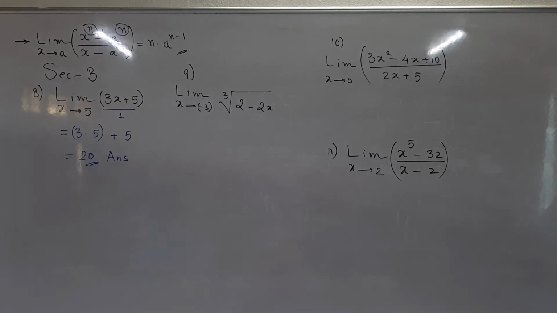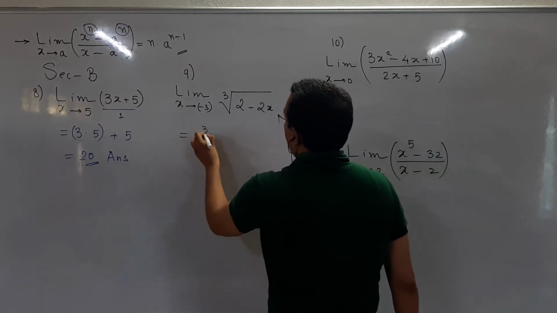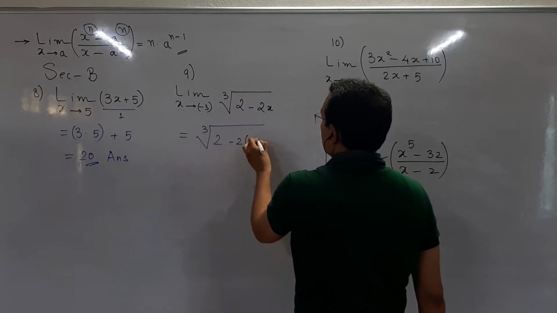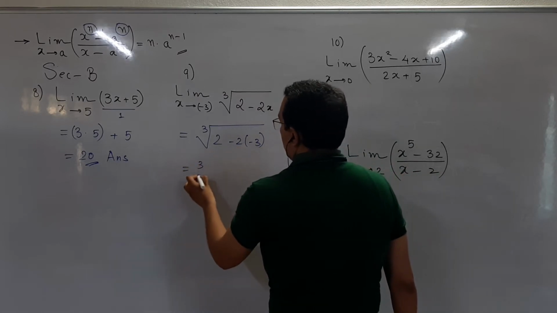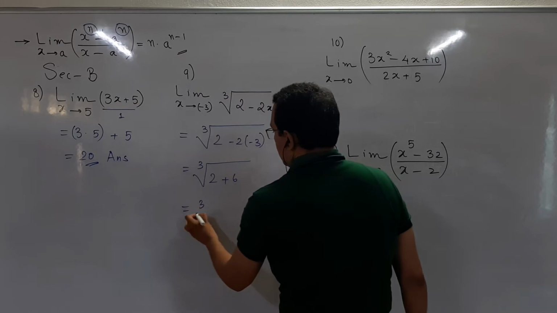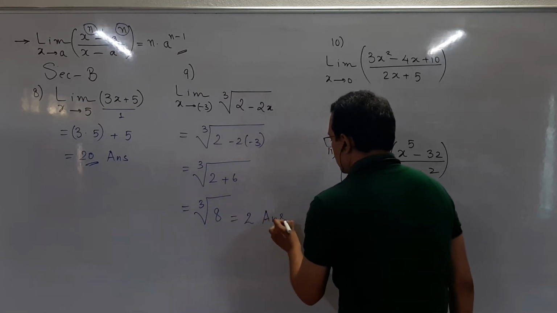Now in the next sum, students, in sum number 9, also, we have to simply take limit. Replace x by, when you take limit, we don't write limit. 2 minus 2 into minus 3. Minus 3 into minus 2 will be plus 6. 2 plus 6 is 8 and cube root of 8 is 2. So the answer of the limit is 2.